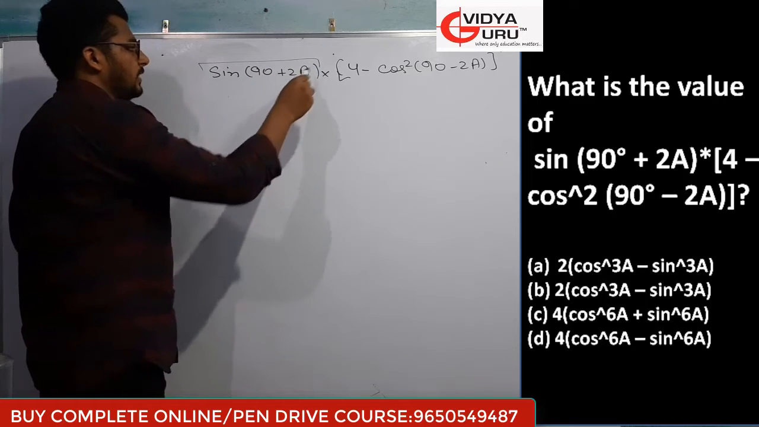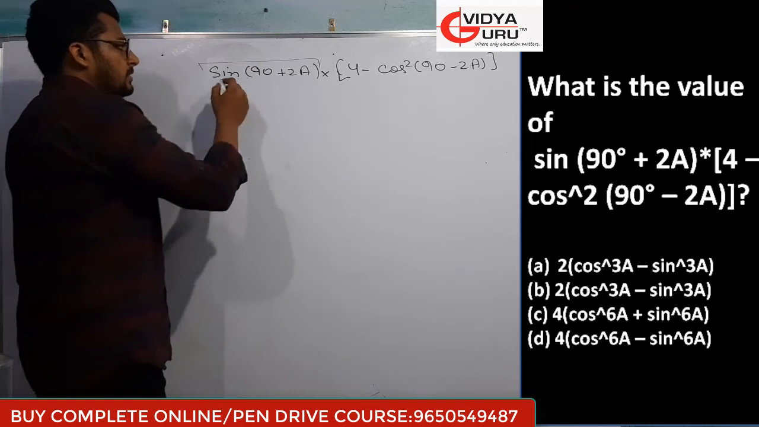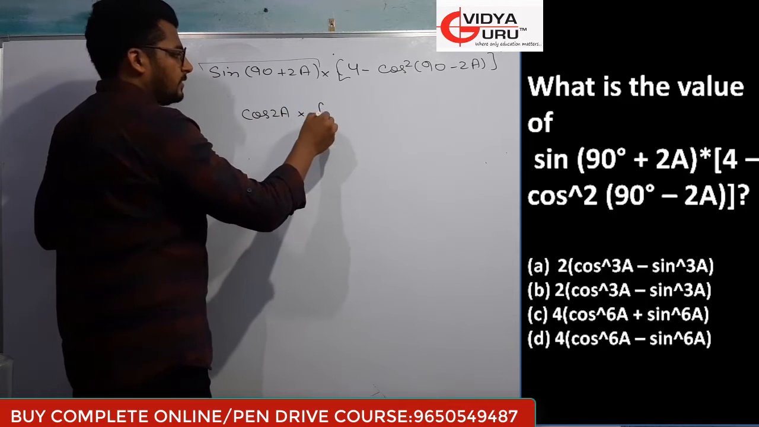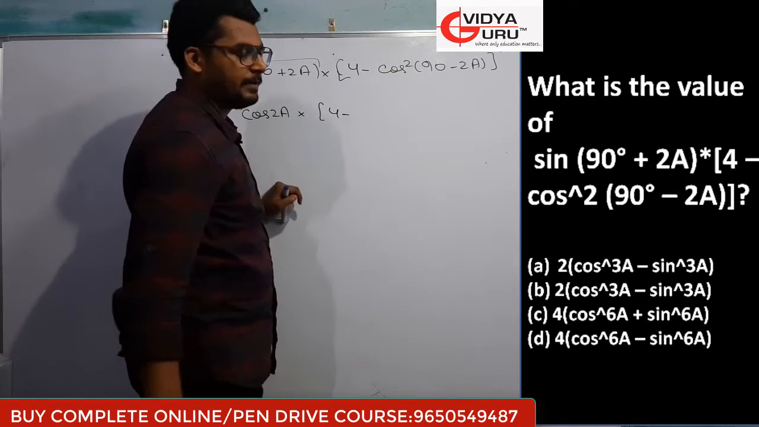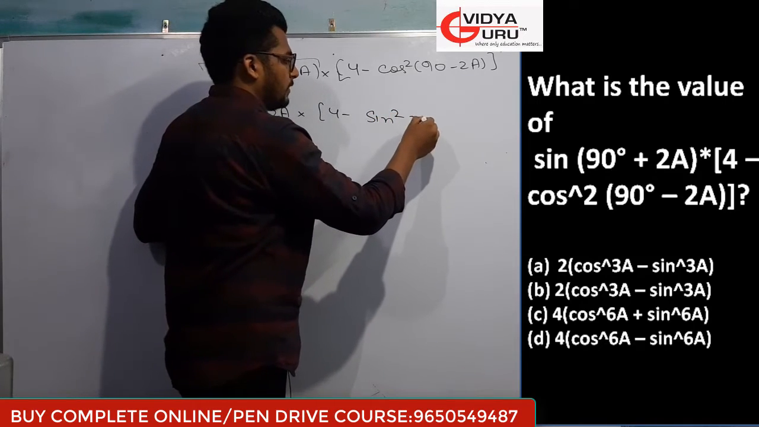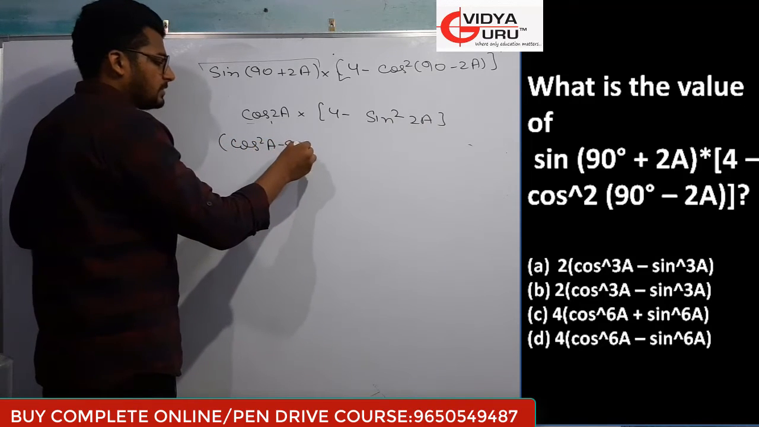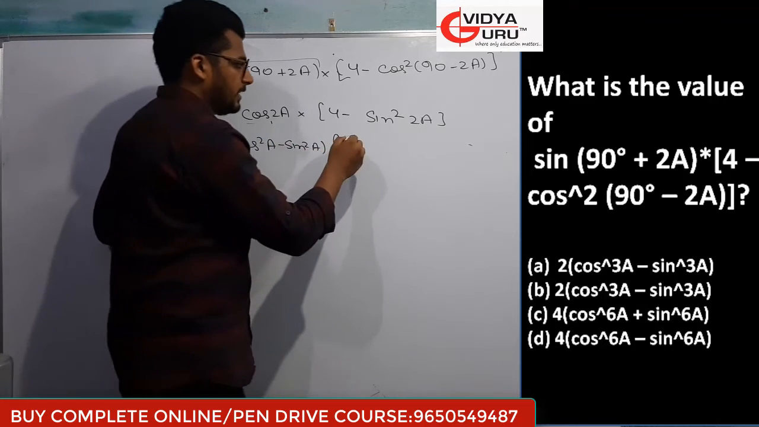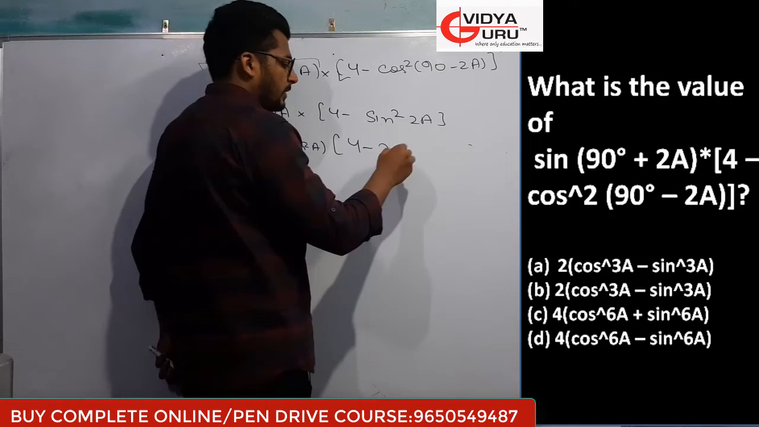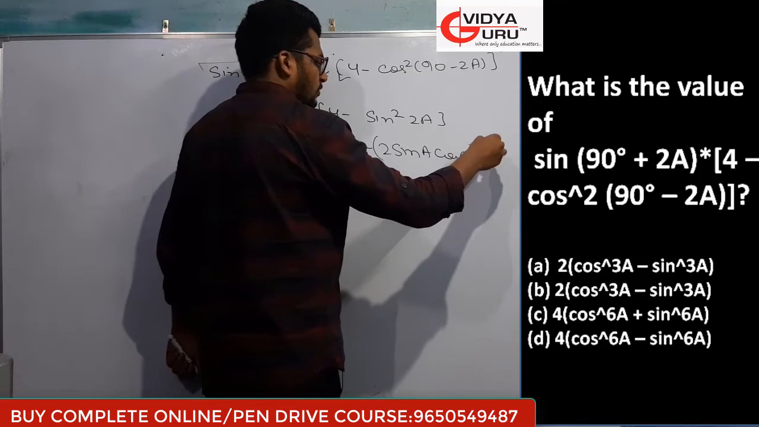Sine (90 plus 2a) means the angle is in the second quadrant, and sine 90 will change to cos 2a. Same way here, 4 cos square (90 minus 2a) will change to sine square 2a. Cos 2a can be written as cos square a minus sine square a, and this can be written as 4 minus sine square 2a. Sin 2a is 2 sin a cos a, and the whole square is there, so it will form (2 sin a cos a) whole square.